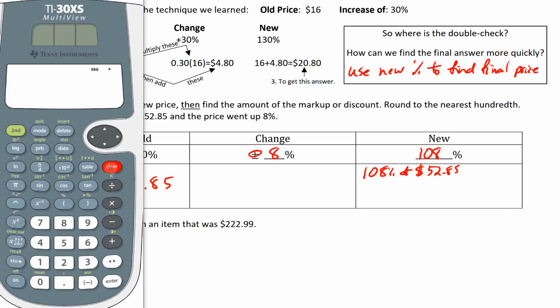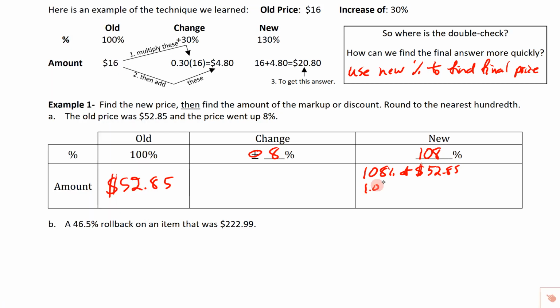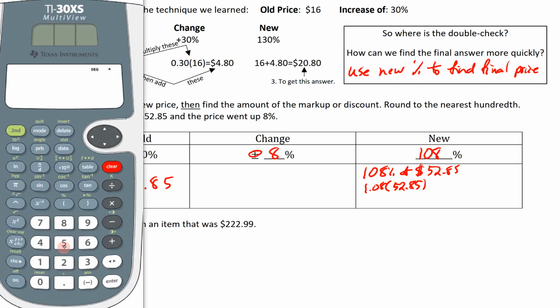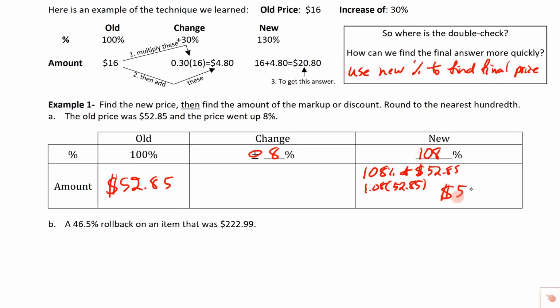So we're going to have, let's see, 1.08 times 52.85. So let's see what we have. 1.08, there's the 108%, times that by 52.85. Make sure everything's on our calculator the right way, hit enter, and we end up with 57.078. So that's $57.07 and just a little bit more. Is that little bit more enough to round it up? It is. So it's going to be $57.08. So the answer on this is $57.08. That's the new amount.